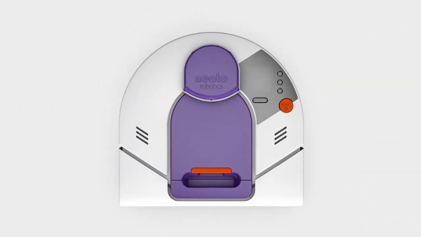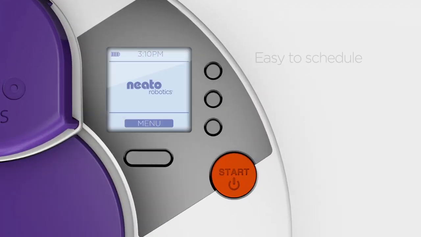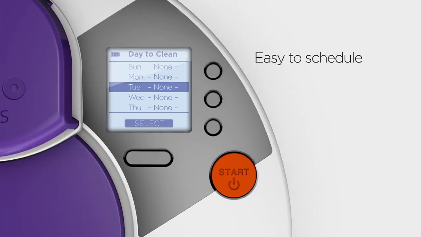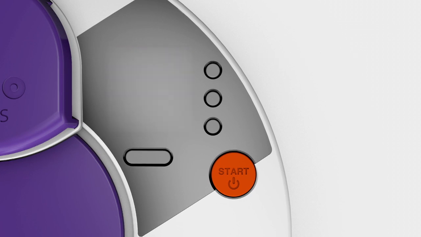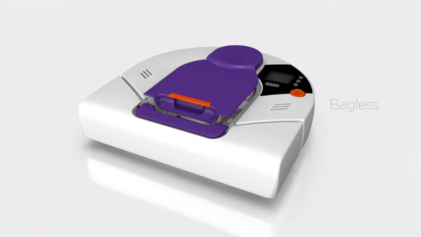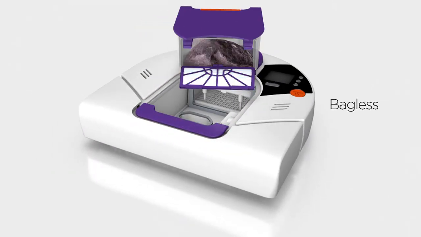The Neato XV-21 is easy to use. Just hit the start button and the Neato does the rest. You can even schedule the Neato to clean when you're out, so you'll always come home to a clean house. There are no bags to buy or throw away. When the Neato is full, just empty the dirt bin.